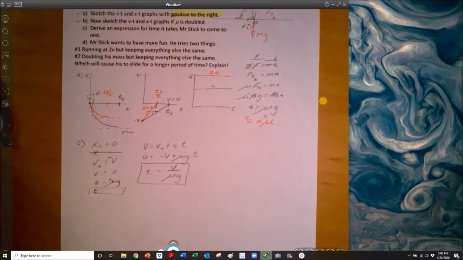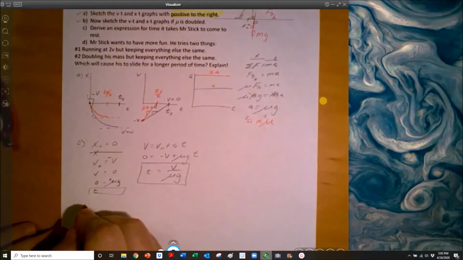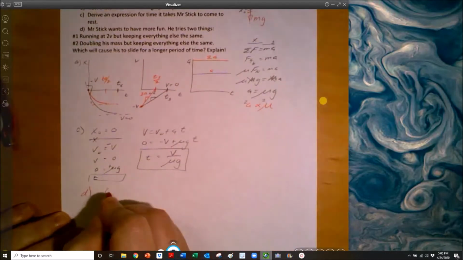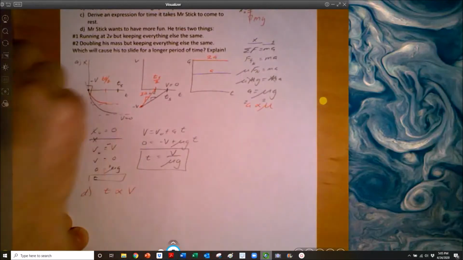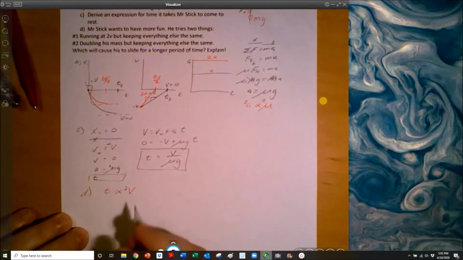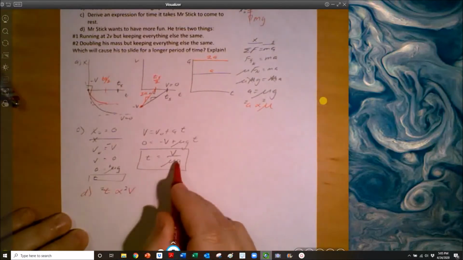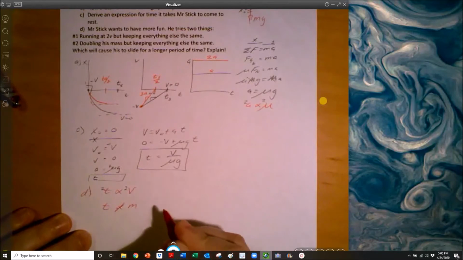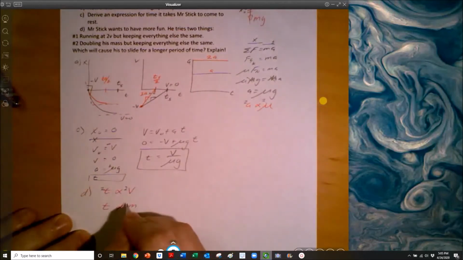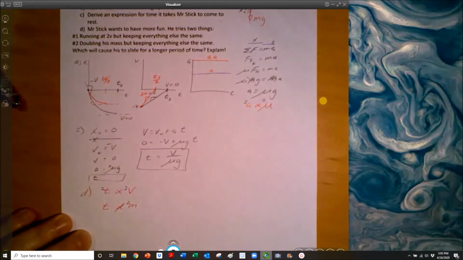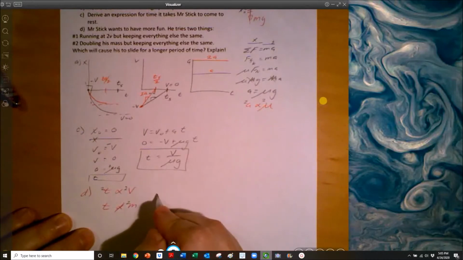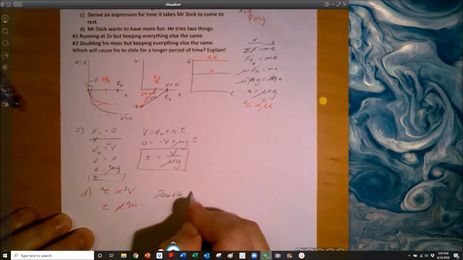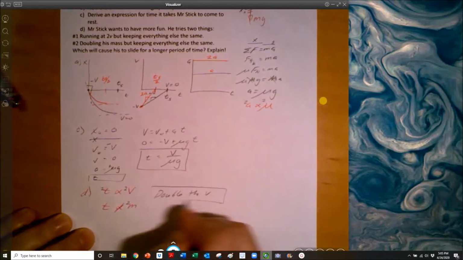Well, we can tell from right here, in part D, that time is proportional to the velocity. So if we double the velocity, that will double our time. So that looks good. We can also tell from this that the time is in no way related to the mass. So if we double the mass, this won't change. It stays the same. So our best bet is to double the velocity.